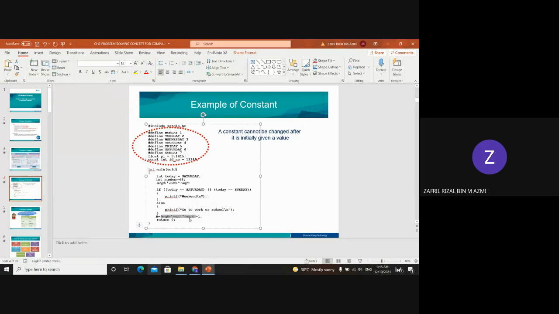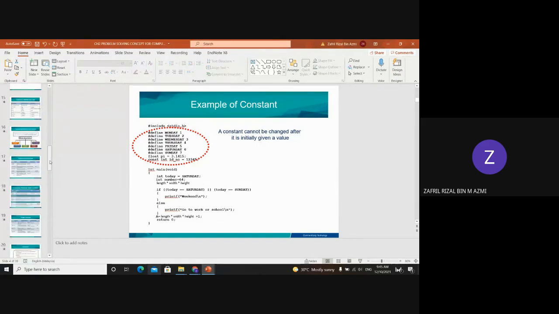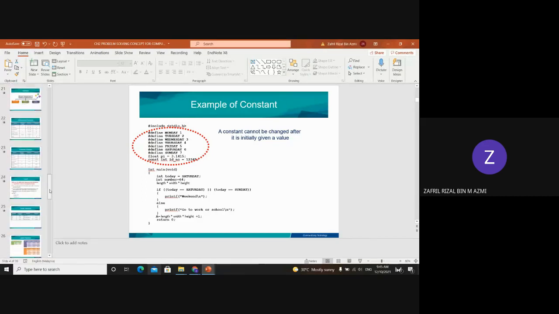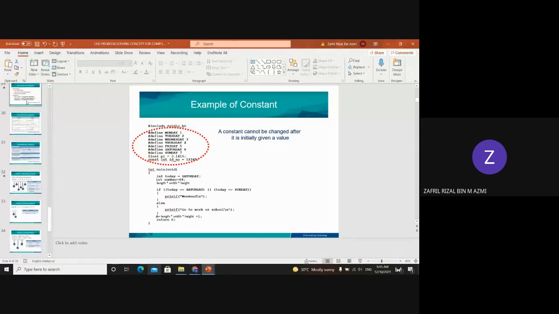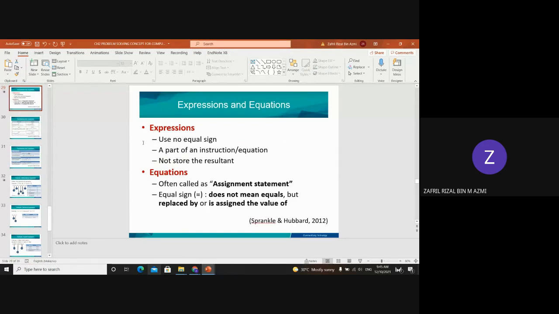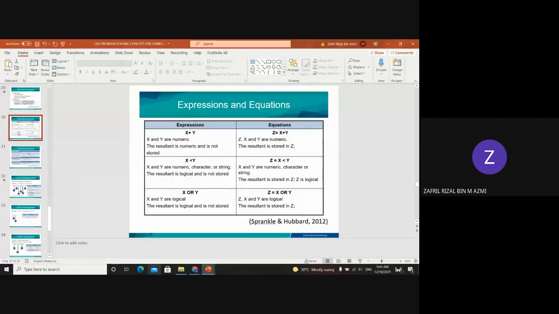So there's a use for expression and there's a use for equation. But most of the time, we prefer equation instead of expression, because we can store the value for equation. This is just to differentiate between equation and expression. Don't be too confused. Equation has equal, expression doesn't have equal. Alright. Okay, the expression and equation.